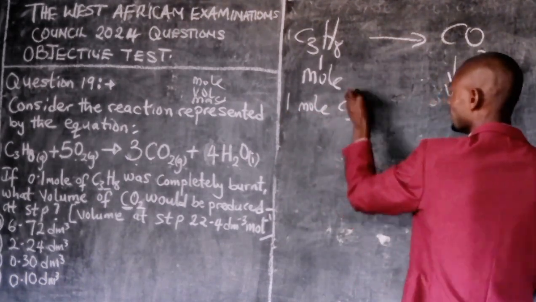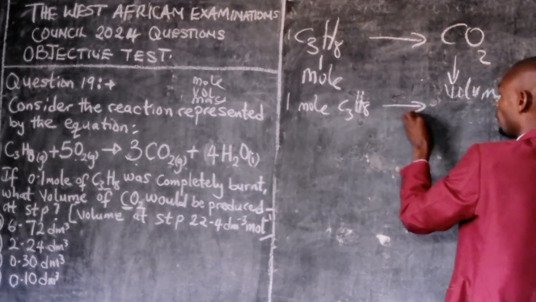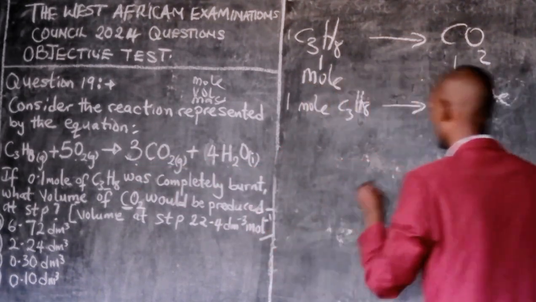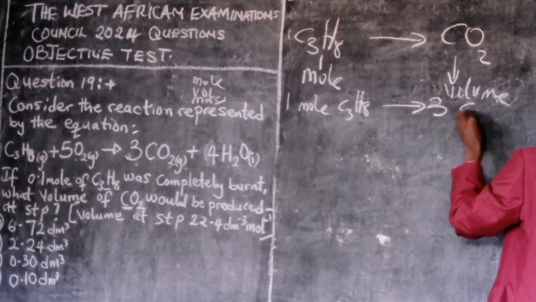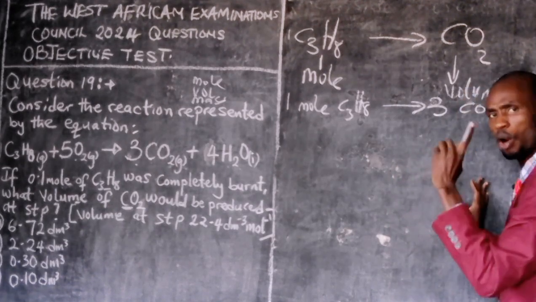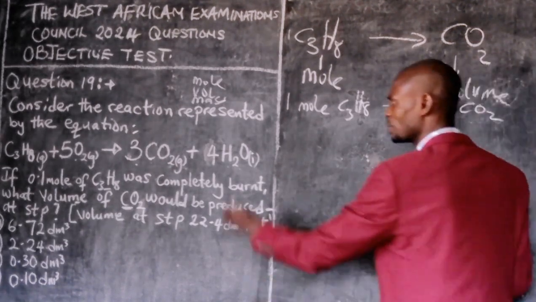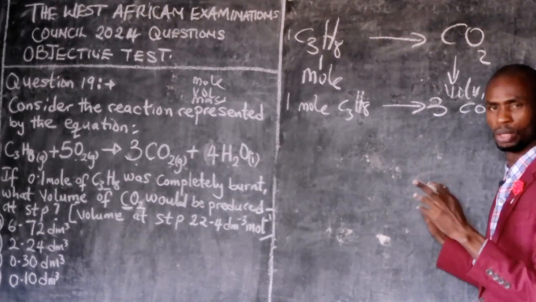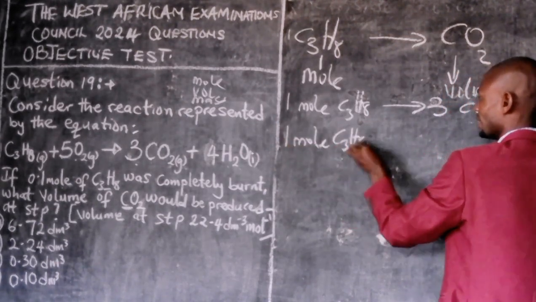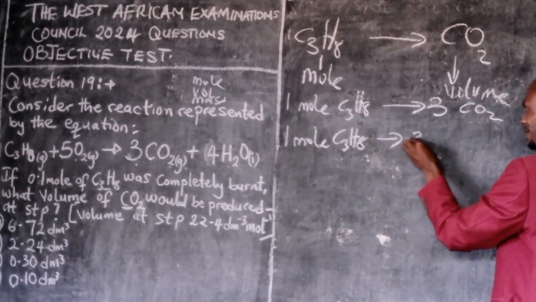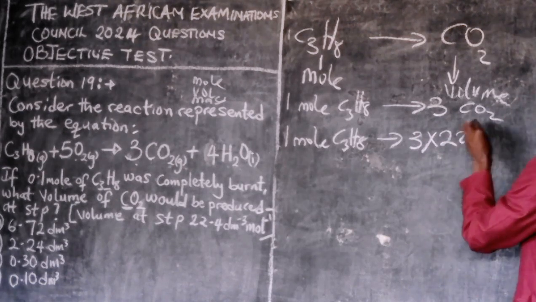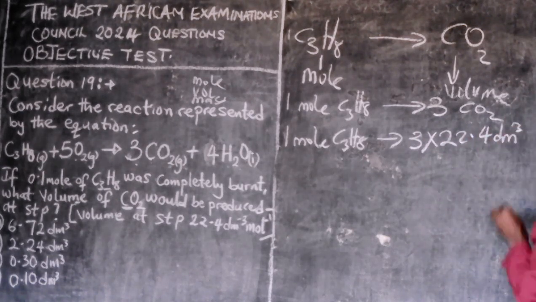1 mole of this C3H8 is equivalent to now, here, this number is still mole. Are you following now? It's still 3 mole of CO2. But 1 mole of a gas will occupy 22.4 dm³. So right now, 1 mole of C3H8 is equivalent to 3 multiplied by the molar volume. 1 mole of a gas will occupy 22.4 dm³.